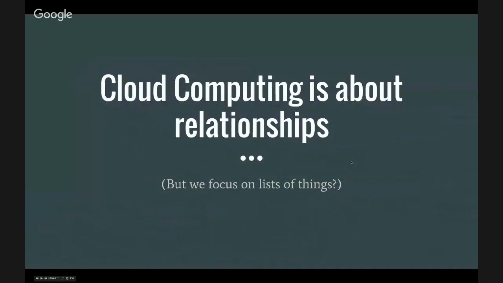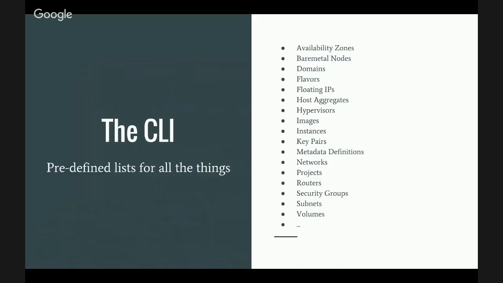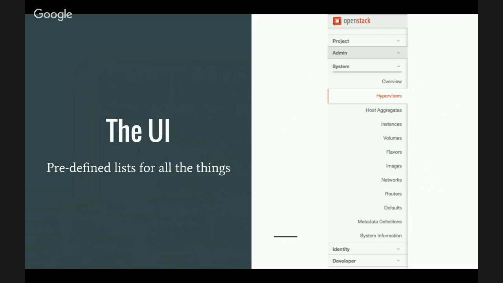So cloud computing, it's really about relationships, but when we interact with it today, we seem to be focusing often on just kind of a list of things. We have a CLI, which is kind of a predefined list for all of the things. We have a UI, and that's also a predefined list for all the things.